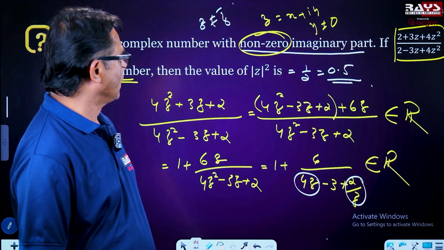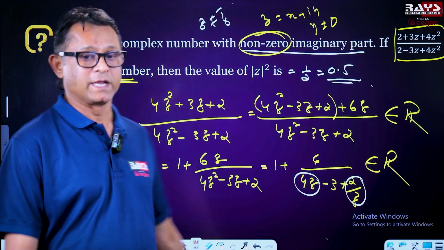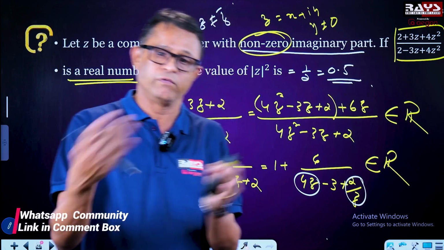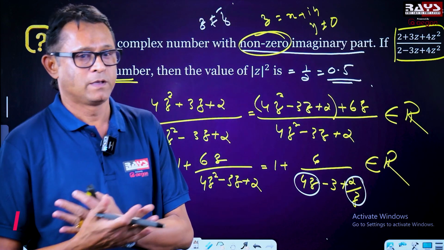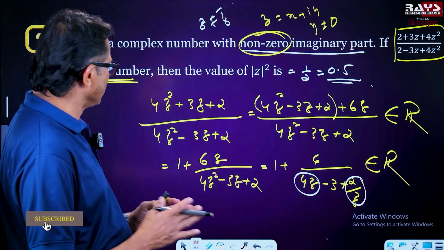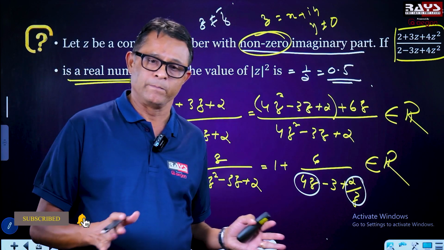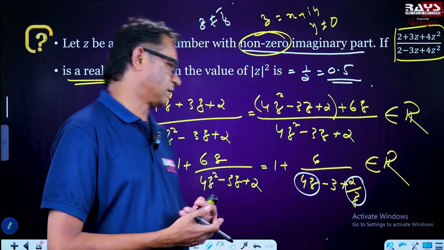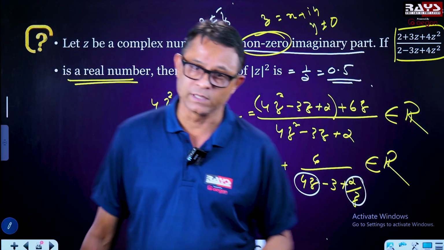It's a very simple question. Only thing, instead of putting z equal to x plus iy, when you put z equal to x plus iy and go for simplifying, you will take a lot of time. So rather what I am suggesting is this method: you put it in the form of z only and apply the property of purely real, etc. Okay then, thank you.